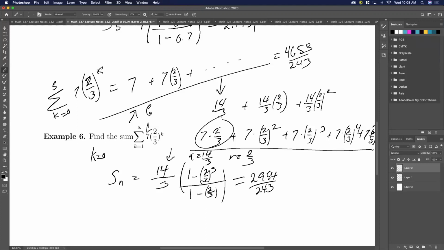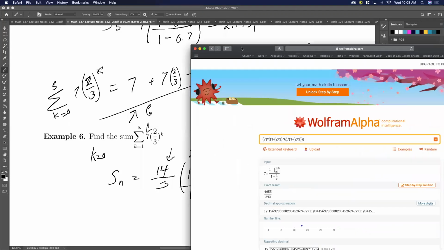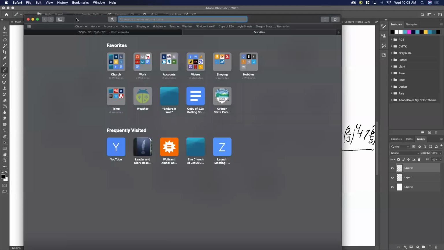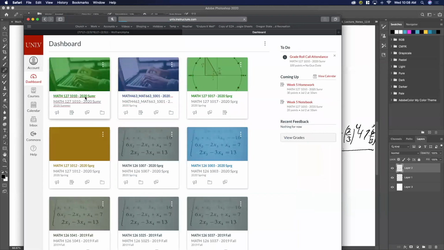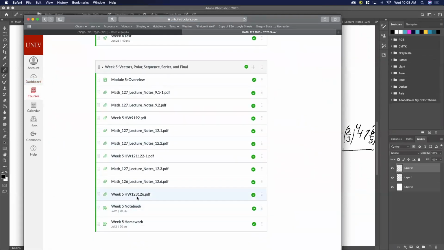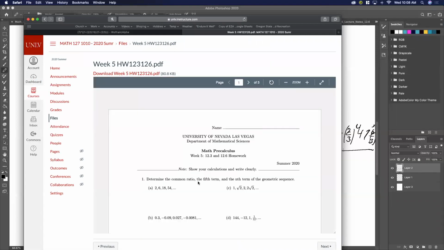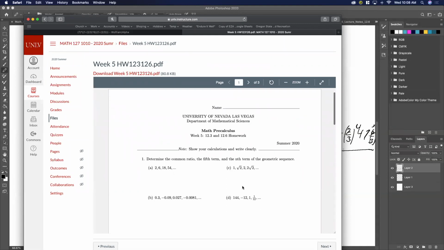Let me see what I gave you on the homework, that way I'm clear on what I had you do. Canvas. There we go. Homework. Yep, find the common ratio, the 5th term and the nth term of this sequence.